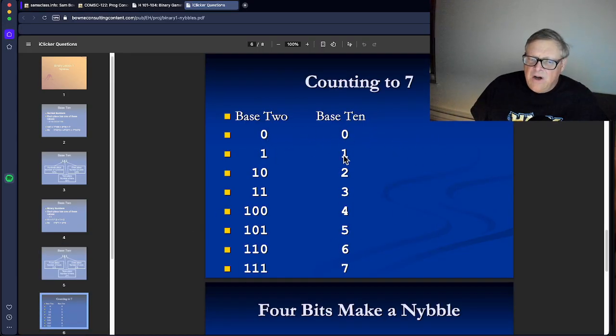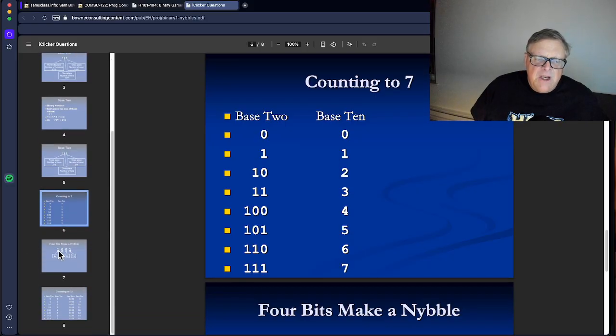0 and 1 are normal. 1, 0 is 2, because there's no 1 and a 2. 1, 1 is 3. There's a 1 and a 2. Here's what 4 looks like: no 1s, no 2s, and a 4. And here's what 7 looks like: 1, 1, 1, which is 1 plus 2 plus 4.